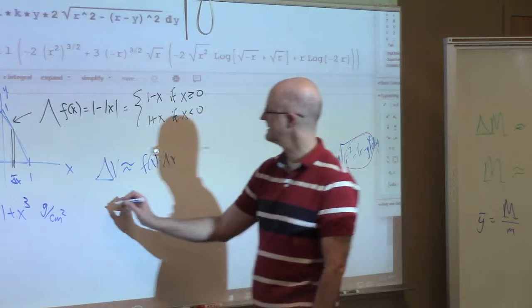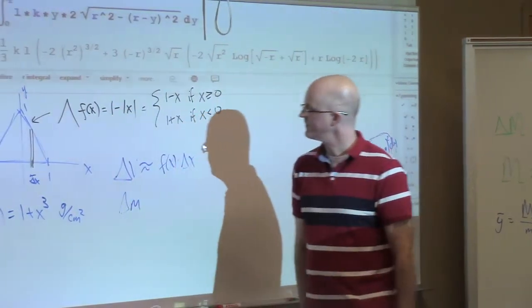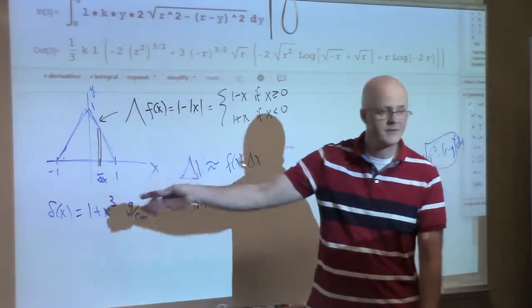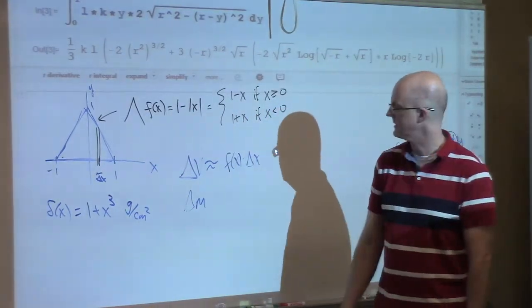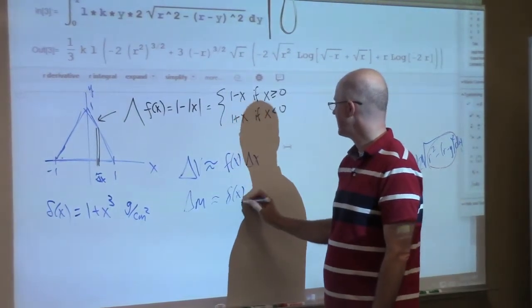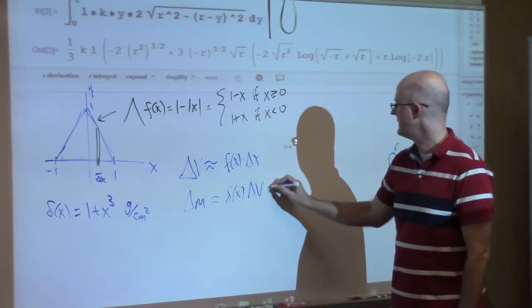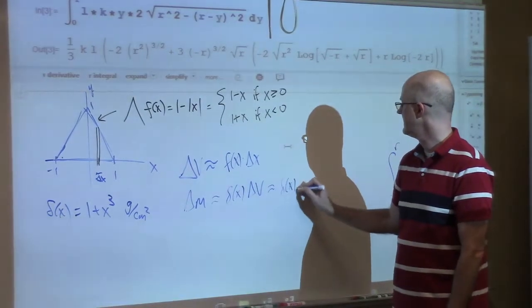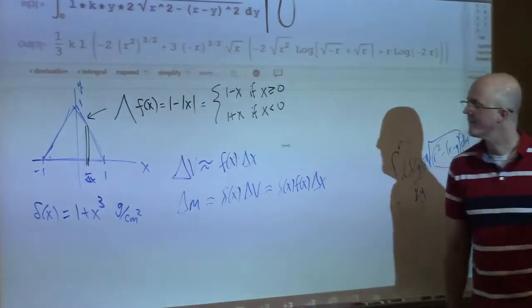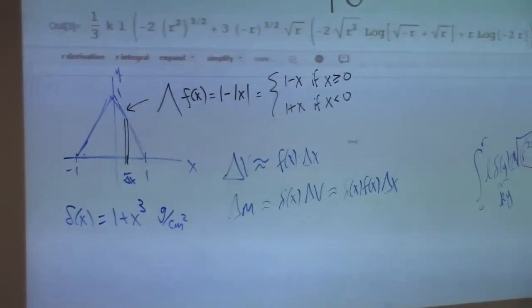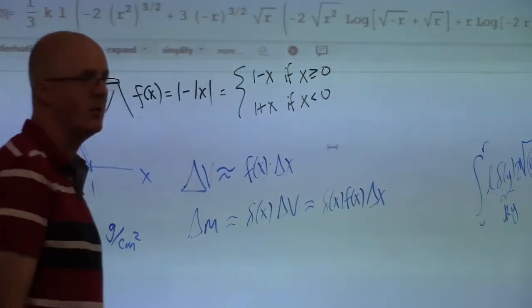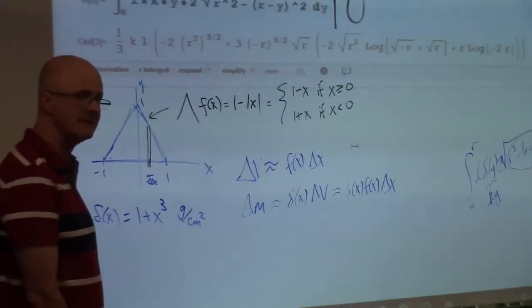What about its mass? Just multiply the volume times the density. The density is approximately constant on vertical slices. That's why we're slicing it vertically. This would be approximately delta of x times delta V, which would be then approximately delta of x times f of x times delta x. Adding those up would give you an approximation to the total mass.